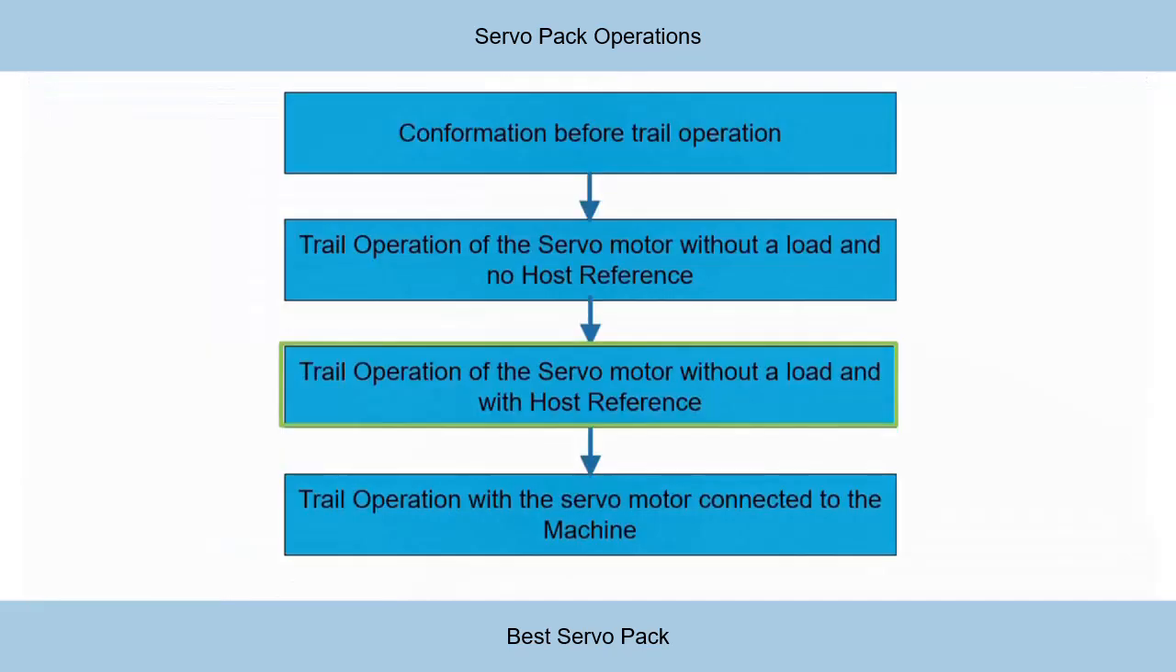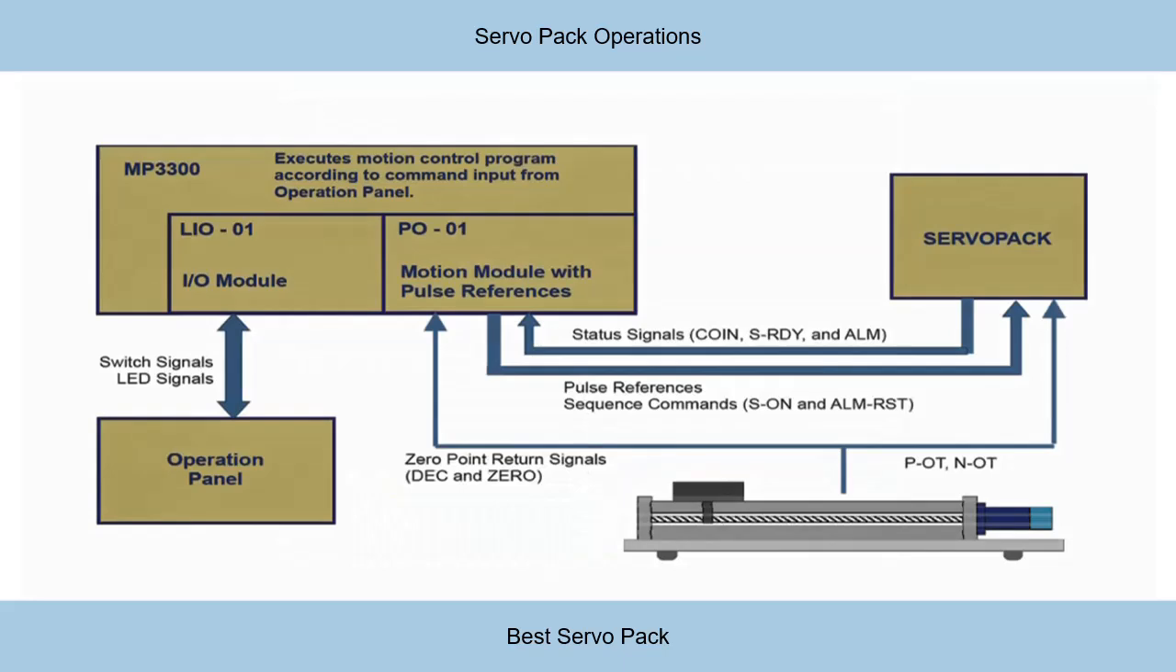Let's learn about the procedure to operate the SERVOPACK by outputting references from the host controller. In this course, we will learn about trial operation with a connected machine. When actually performing trial operation, first perform trial operation with host reference for the servo motor without a load, and then connect the servo motor to the machine after the completion of this trial operation. We will use the servo tuning demo here.